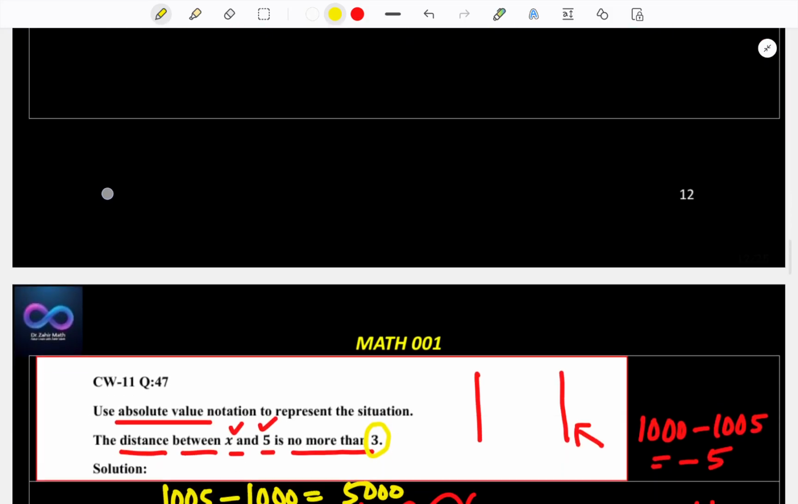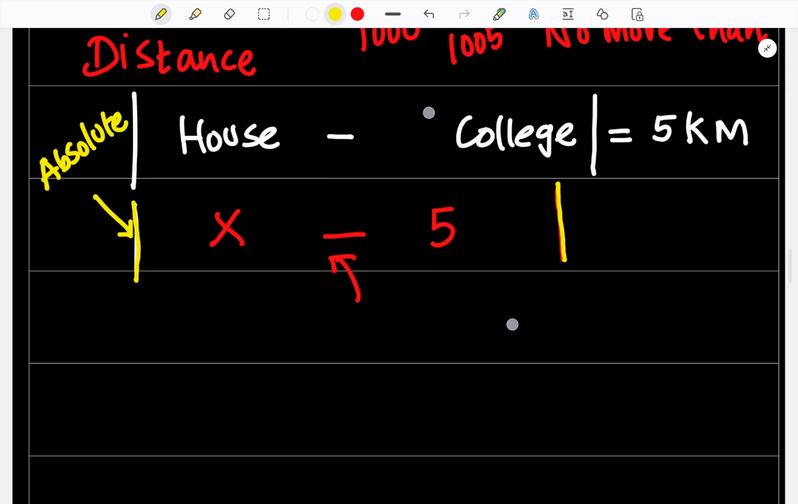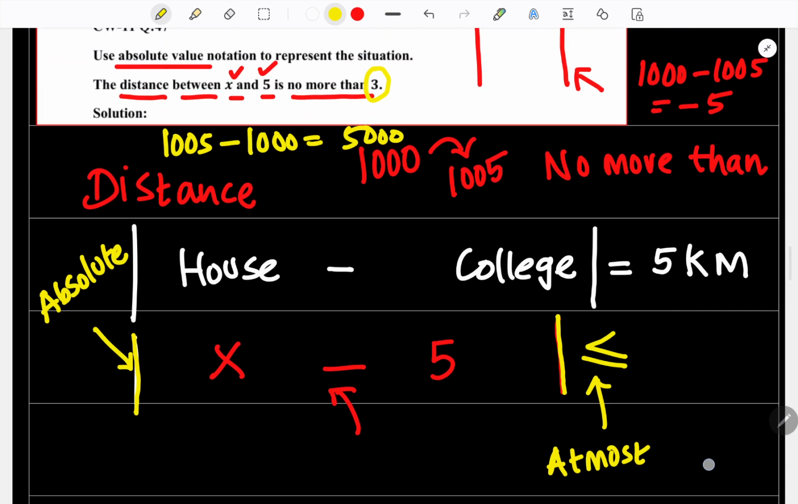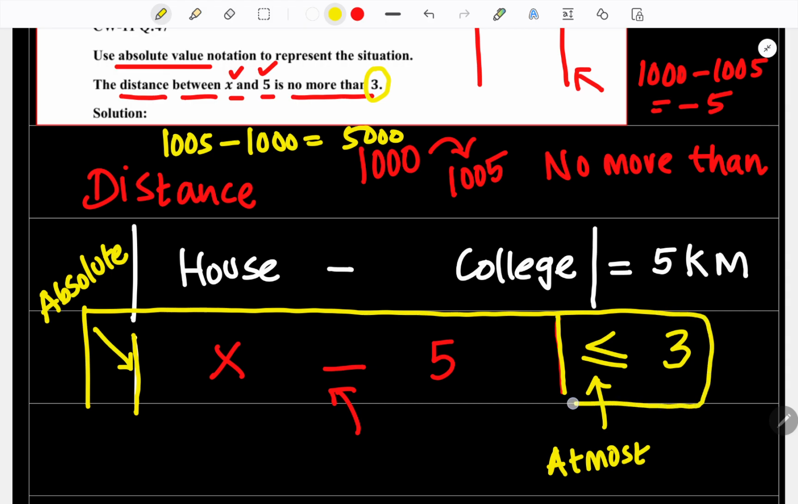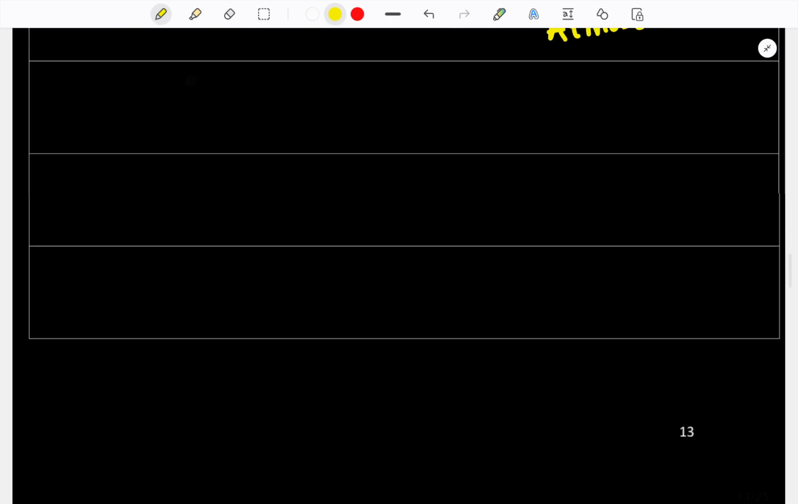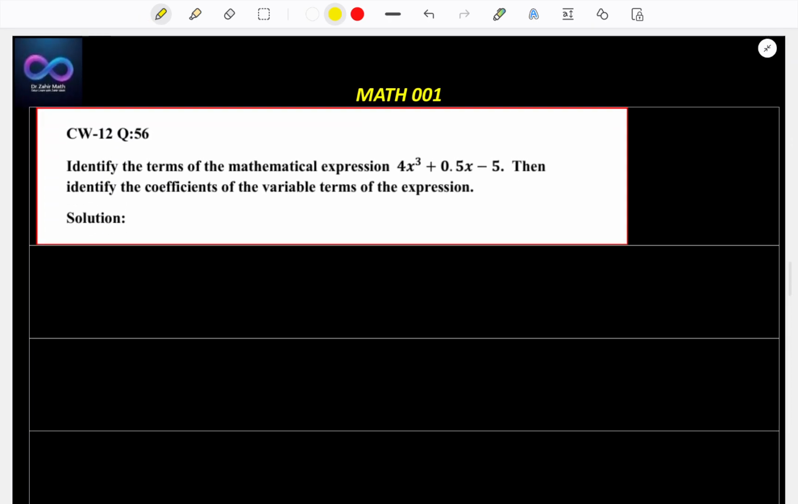So no more than means at most. For at most, we are using this symbol, less than or equal to. How much is it given? 3. So in this way, we are going to represent the distance always using absolute value. Okay, everybody? Clear? Very, very easy. Let's go to the next one.